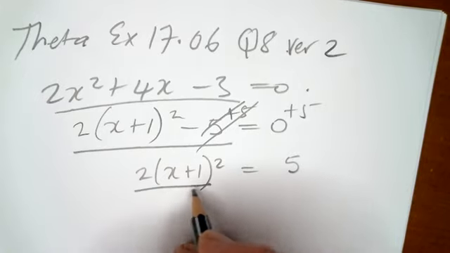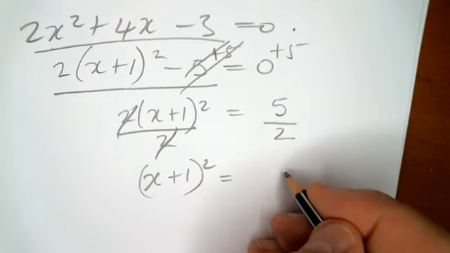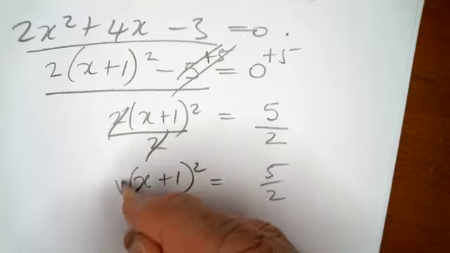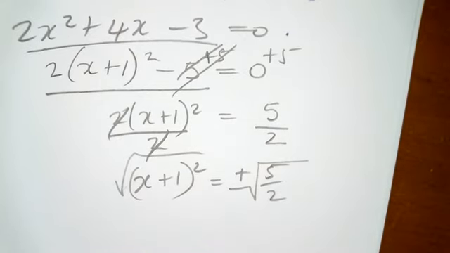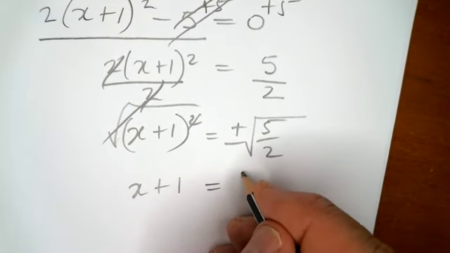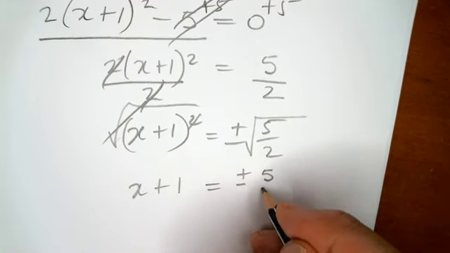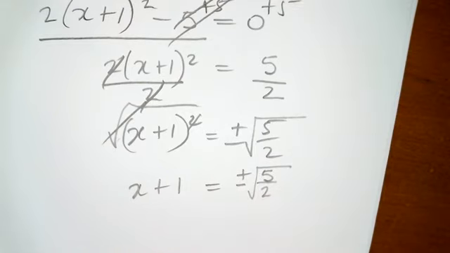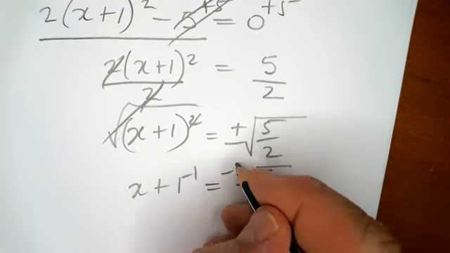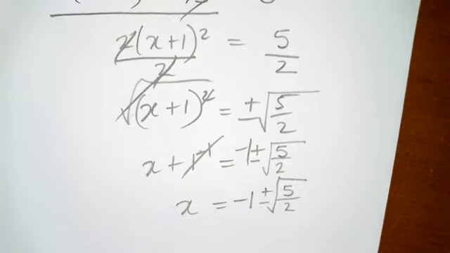I'm going to divide both sides by 2. There it is. I've got x plus 1 all squared is equal to 5 over 2. I'm going to find the square root of both sides. Square root of a square leaves me with x plus 1 is equal to plus or minus the square root of 5 on 2, the square root of the whole thing. And I'm going to subtract 1 from both sides, leaving me with x is equal to negative 1 plus or minus the square root of 5 on 2. And there is my answer.